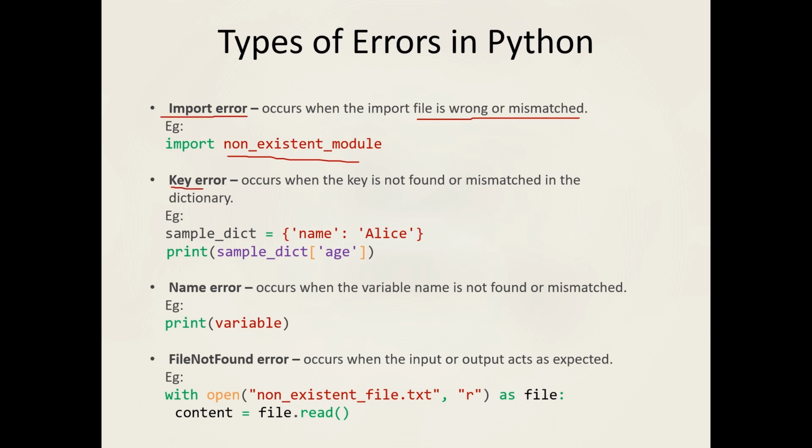Key error. Key error occurs when you try to access a dictionary key that does not exist or is mismatched in the dictionary. In this example, simple dict is a dictionary which has only one key, that is name. In the next line, we are attempting to access the key age, which does not exist in this dictionary, leading to a raise of key error.